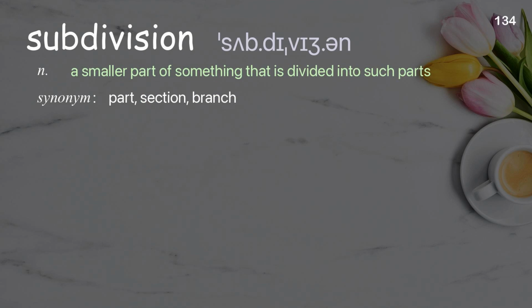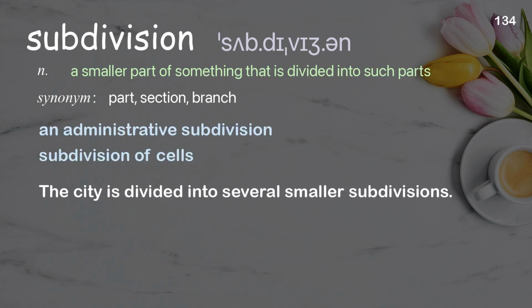Subdivision. A smaller part of something that is divided into such parts. Examples: An administrative subdivision. Subdivision of cells. The city is divided into several smaller subdivisions.